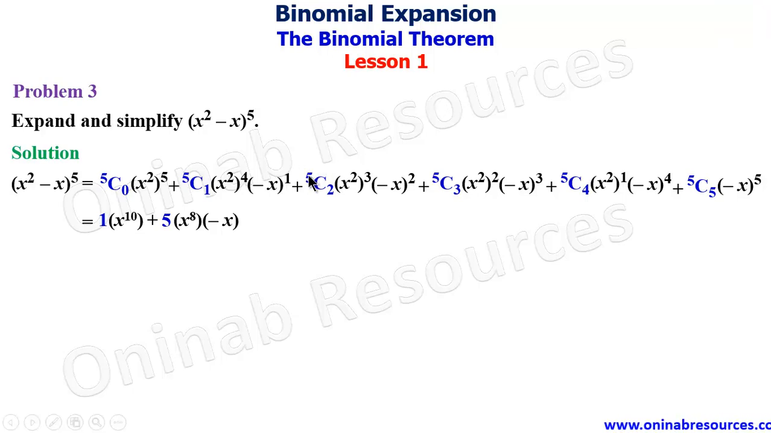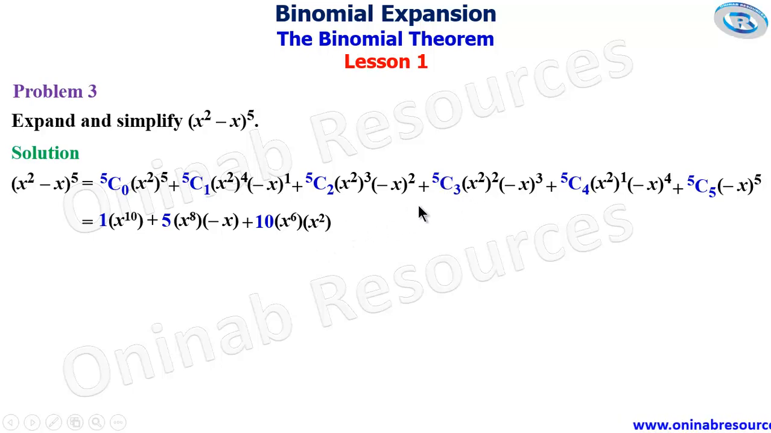So we go to 5 combination 2. So that's going to give us a 10. Then x raised to power 6. Then this is going to give us x squared, since the negative is going away with the even index.